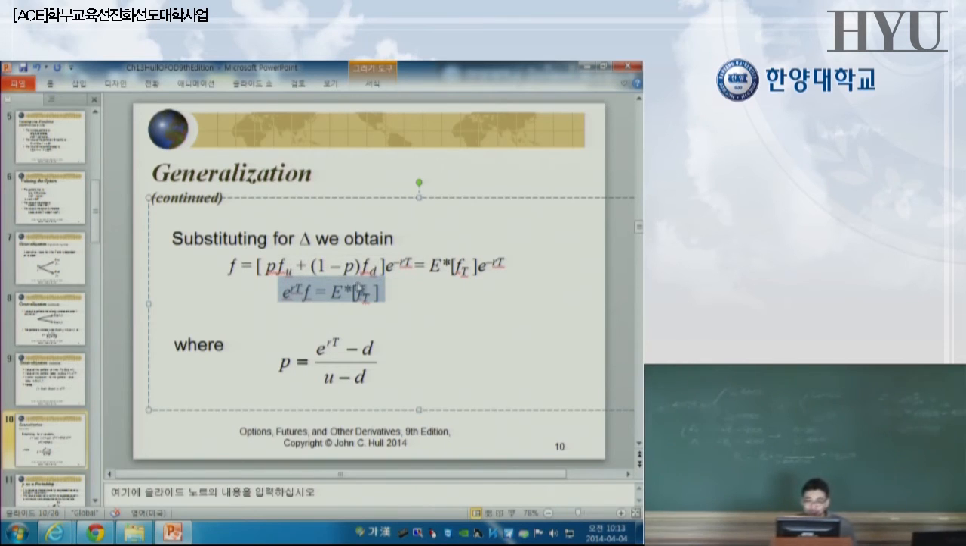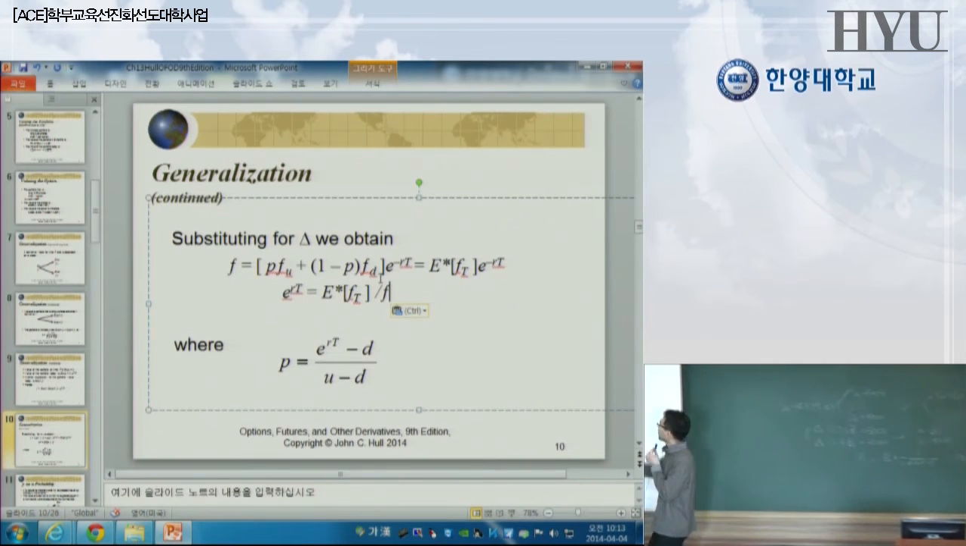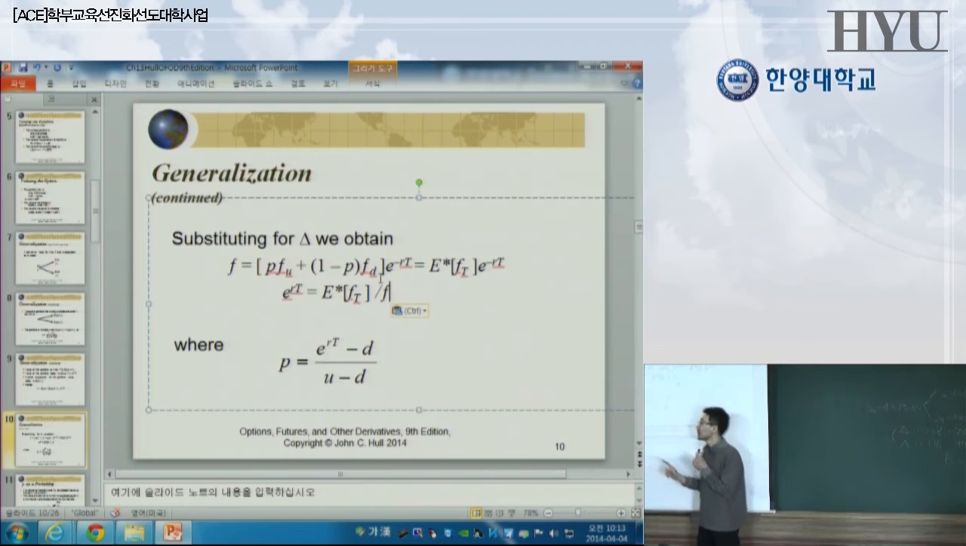So, if we move this one over here, this is the return from the risk-free asset. This is the return from the derivative, right? Expected return. This is the current derivative price, and this is the expected value of the derivative price, right?